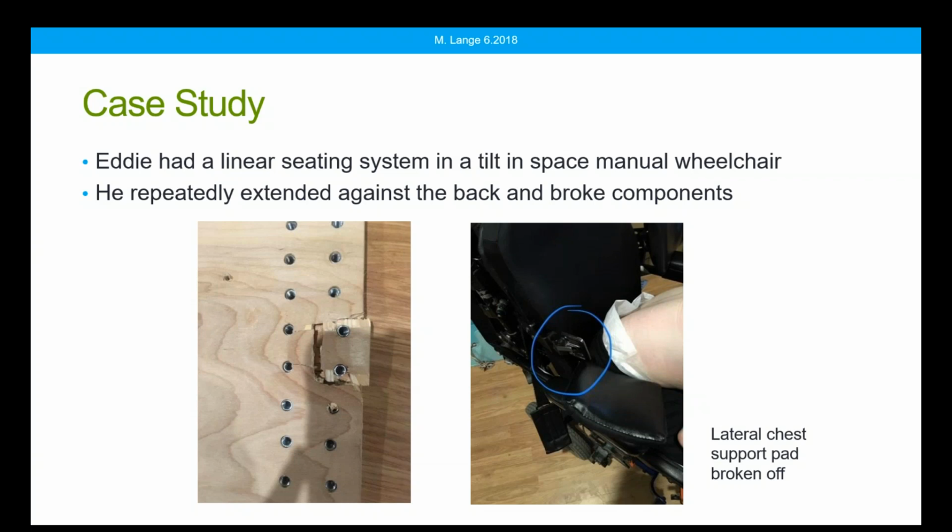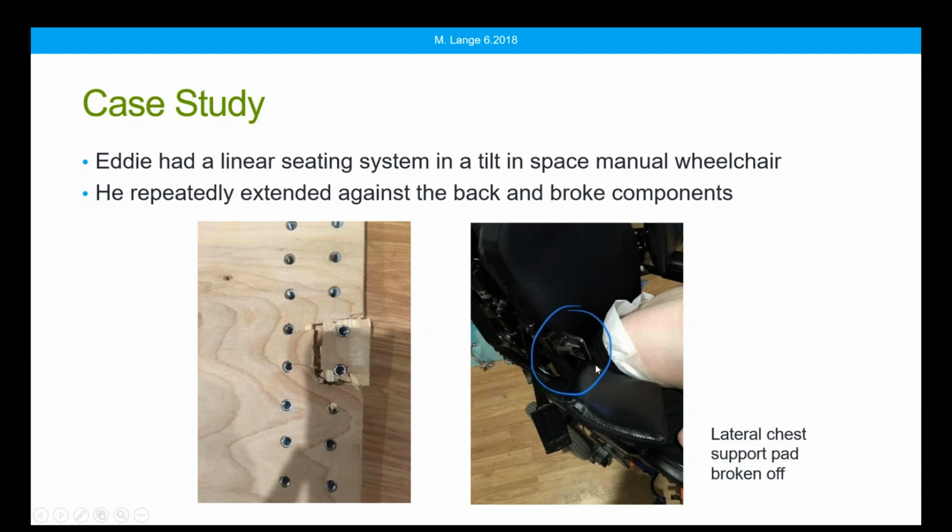So Eddie had a linear seating system in a tilt and space manual wheelchair. He repeatedly extended against the back. Well, sometimes when he would throw himself forward, this is his back here, and he's leaning way forward, and he'd throw himself back, he would collide with his lateral trunk supports. And he would break them clear off.